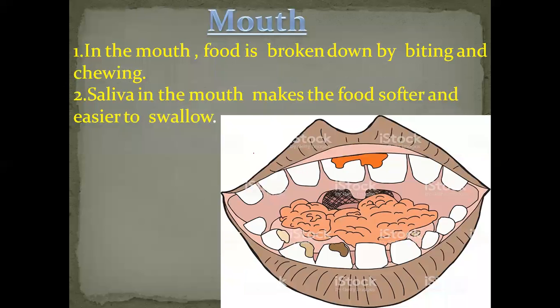So the digestion starts in the mouth. In the mouth, the food is broken down by biting and chewing. Here, the food is mixed with the liquid called the saliva. The saliva in the mouth makes the food softer and easier to swallow.